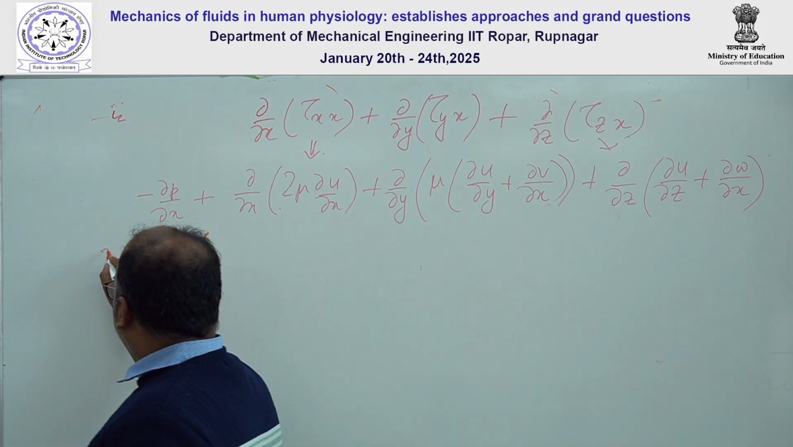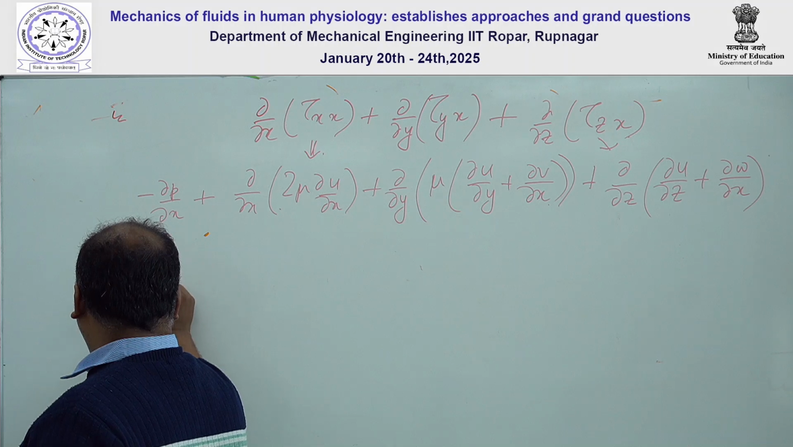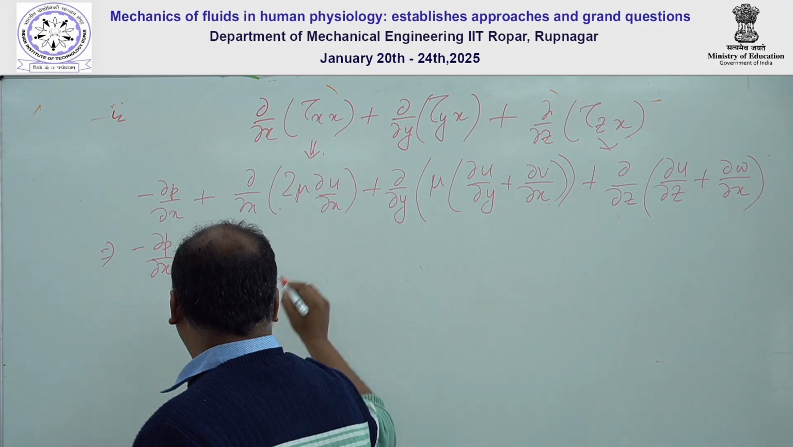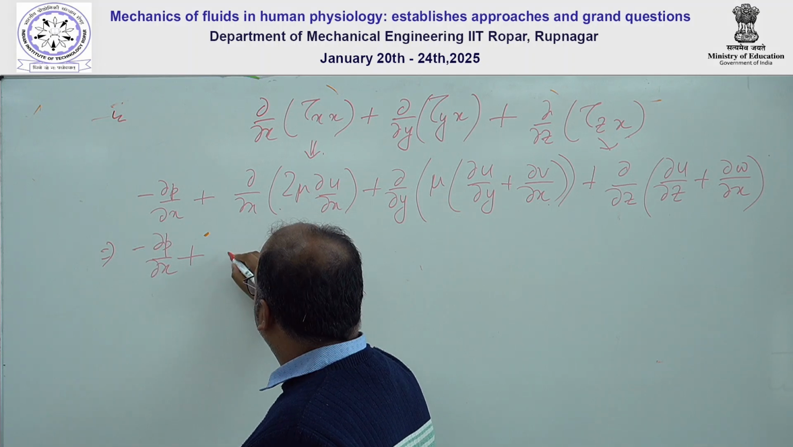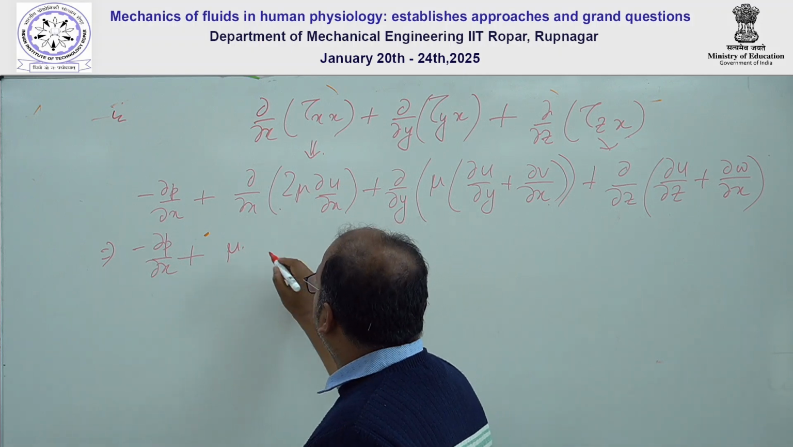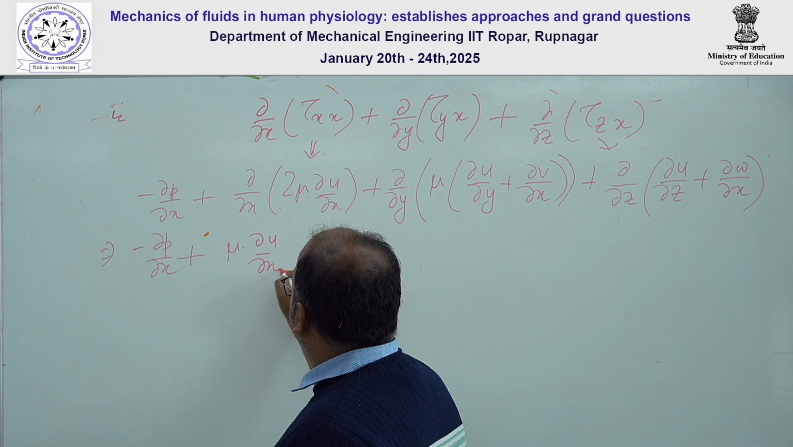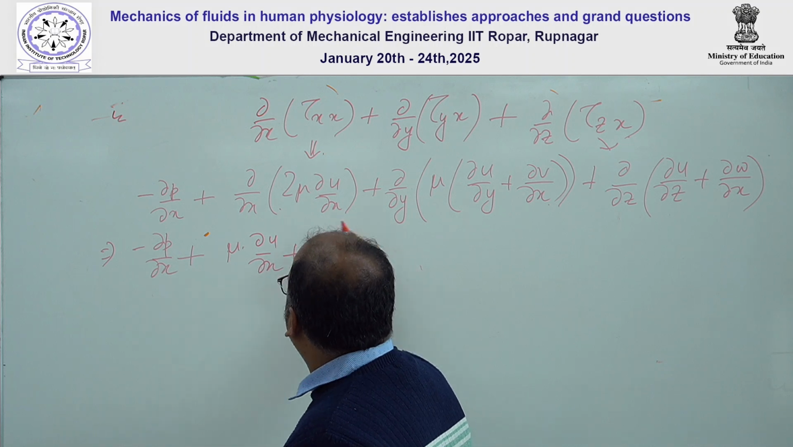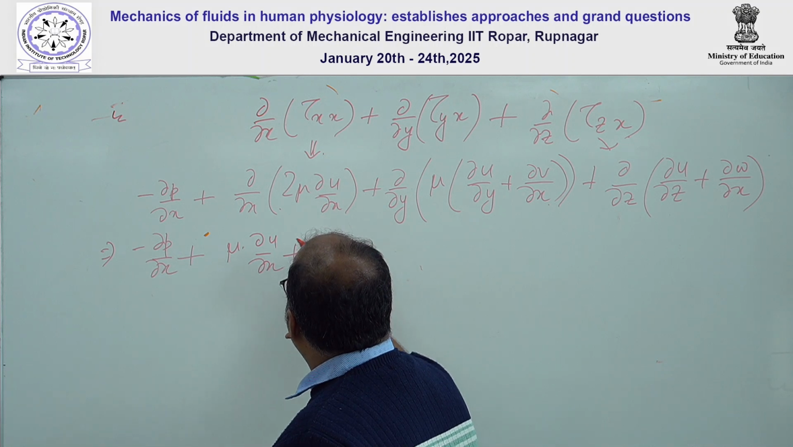So the pressure component is as it is, minus ∂p/∂x, plus we can rearrange: we take the mu outside, assuming that it is constant throughout the fluid. So for ∂u/∂x, we just write down 2 ∂u/∂x here.